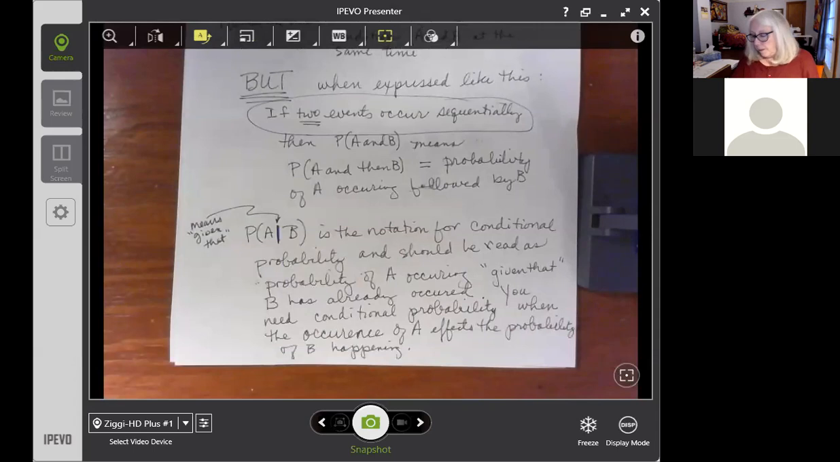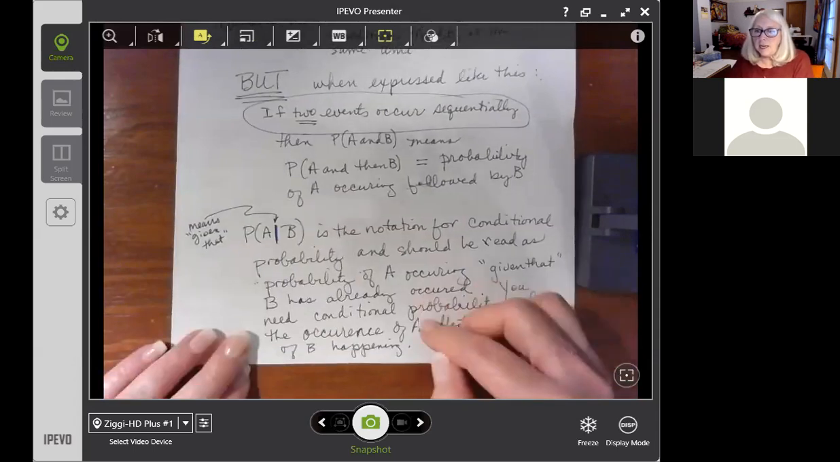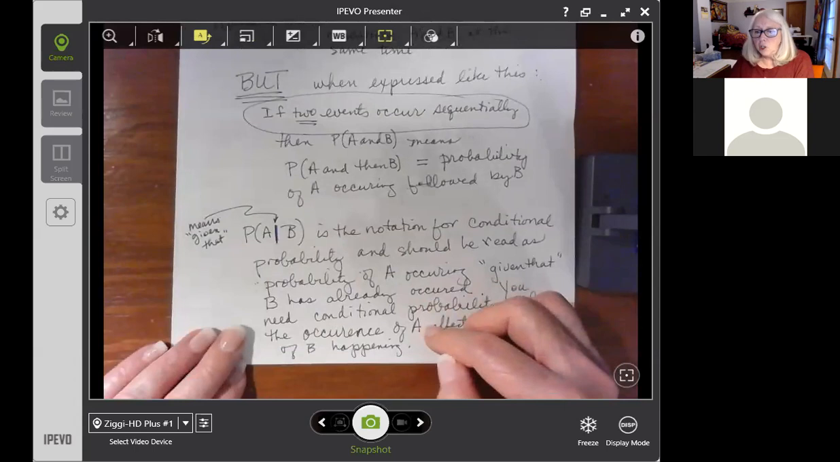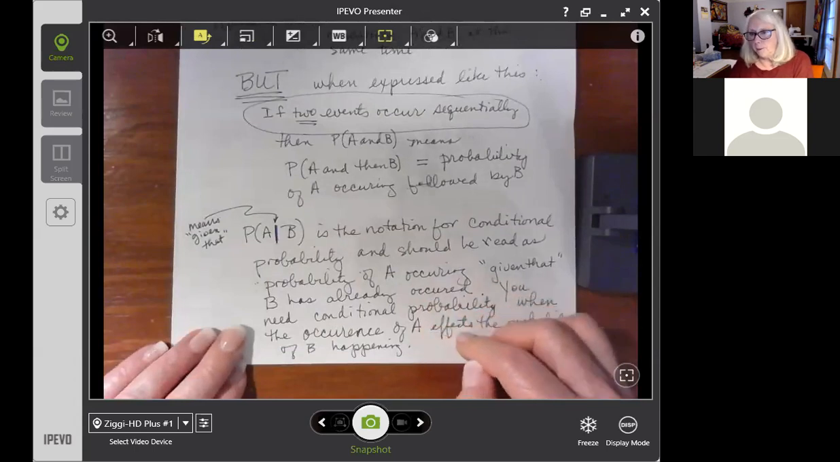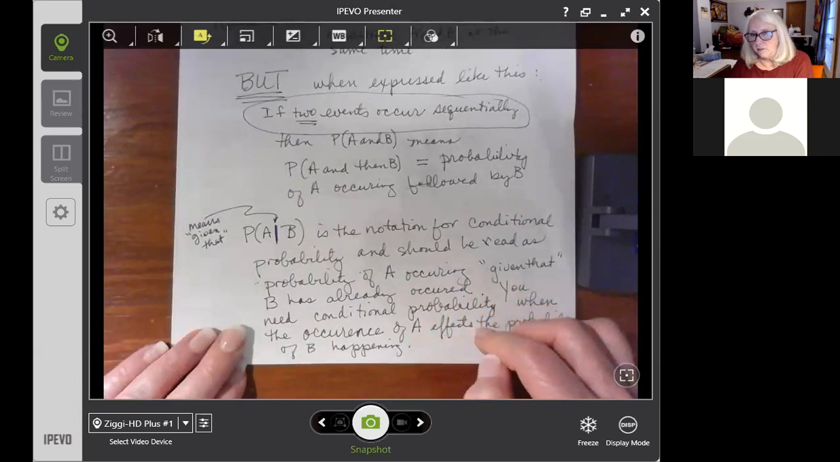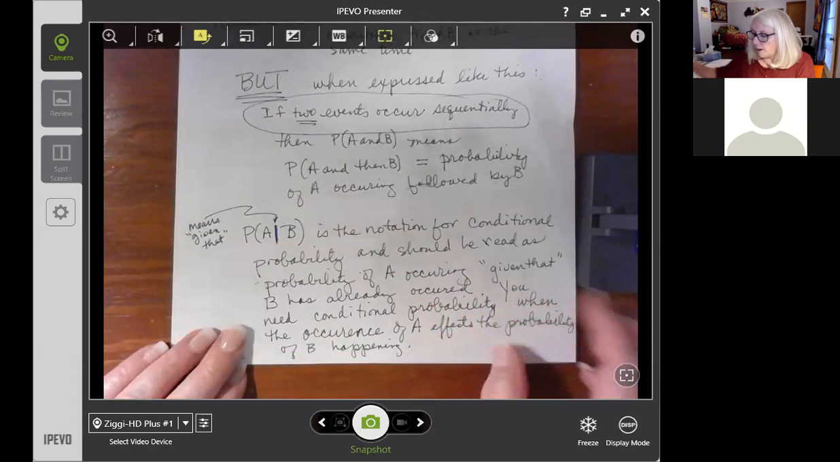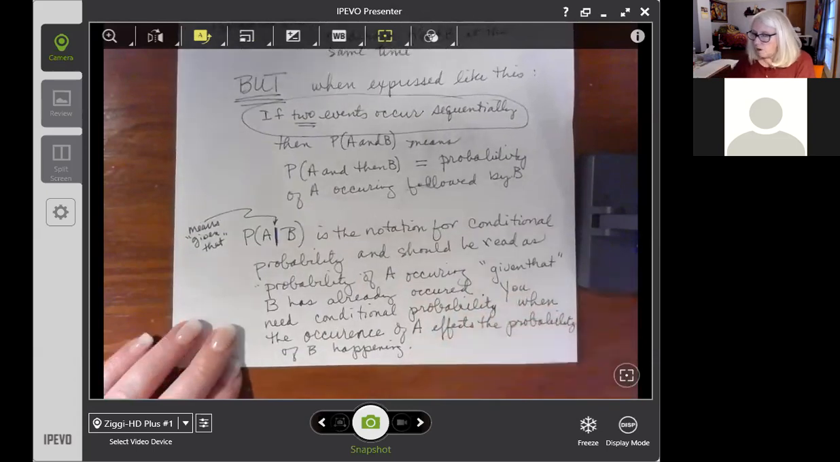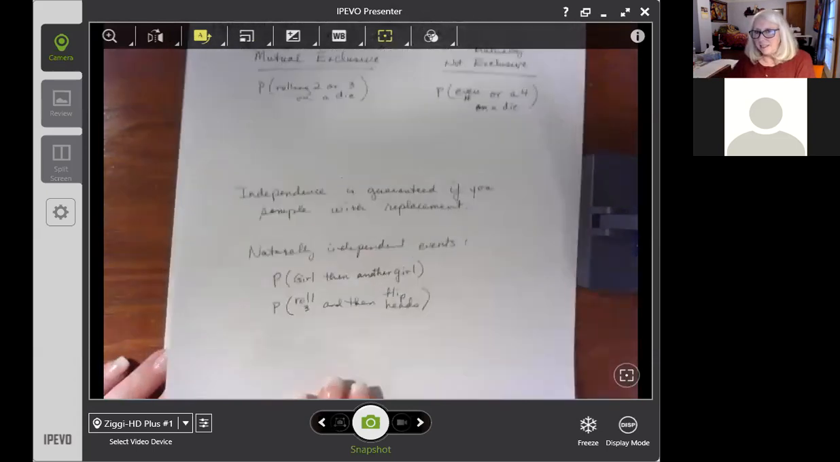So conditional probability is necessary in any case where you are dealing with the multiplication rule and doing one thing actually affects the probability of the next event. It doesn't always. So let's talk about a couple of very important ideas in probability.